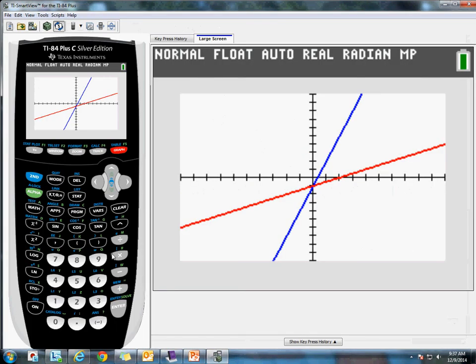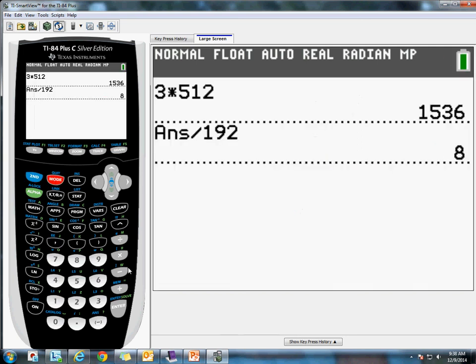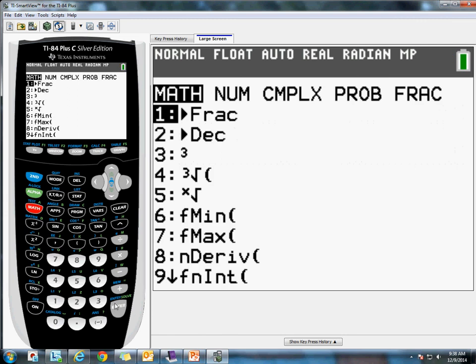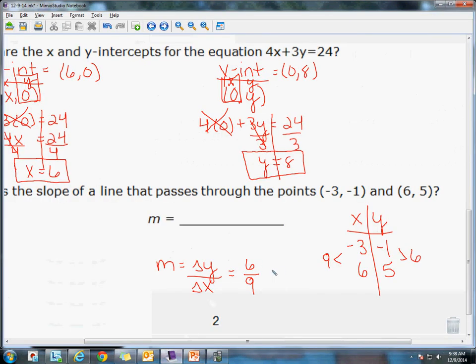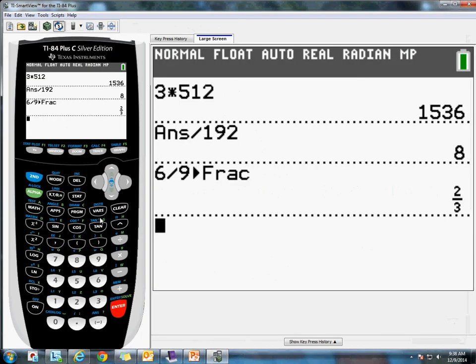If you type that in the calculator, 6 divided by 9, and you can hit math, enter, enter. It'll reduce the fraction for you, which is 2/3. You can also check yourself by plugging this into stat edit. Remember, x's are L1, your y's are L2. So we can go stat edit.